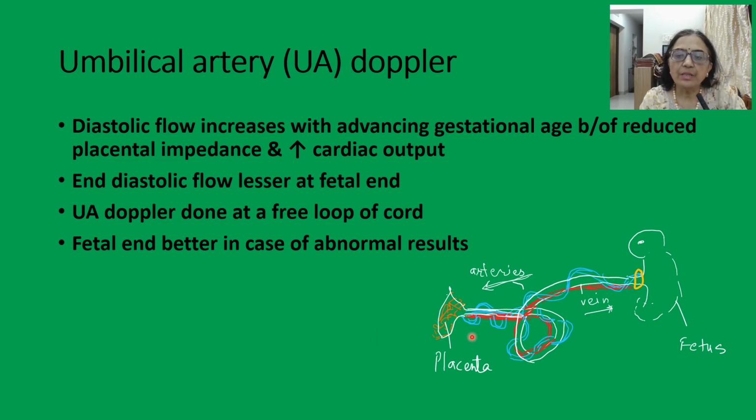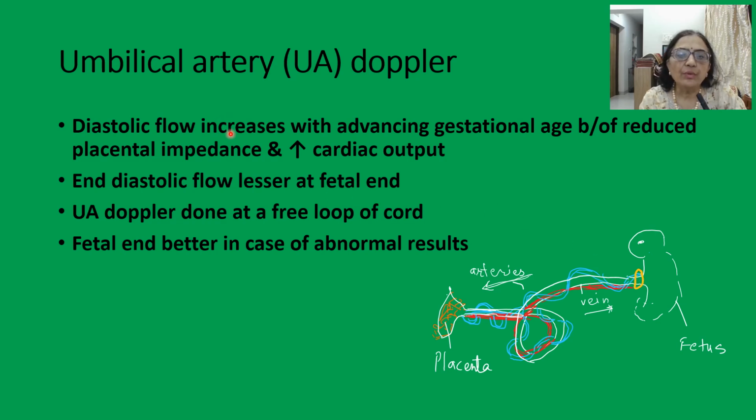So as you can see here, blue are the umbilical arteries and red is the umbilical vein. Umbilical arteries are carrying deoxygenated blood. That is why I have selected blue color. Two umbilical arteries carry deoxygenated blood from fetus to placenta, whereas once it gets oxygenated, it is carried by this umbilical vein from placenta to the fetus.